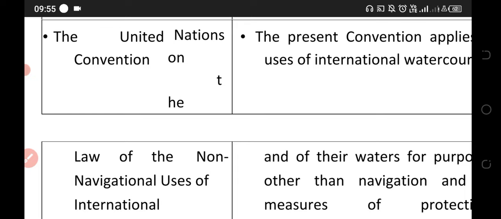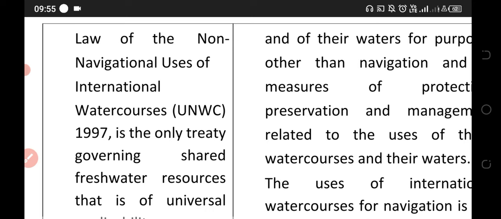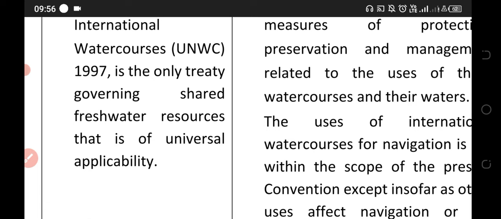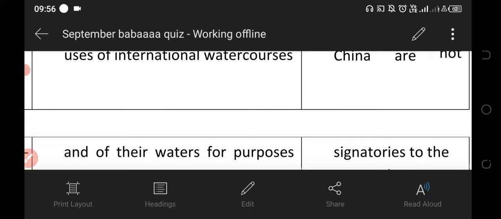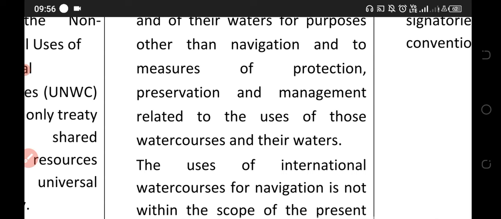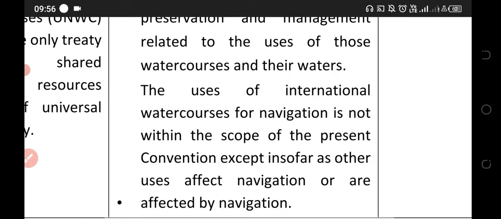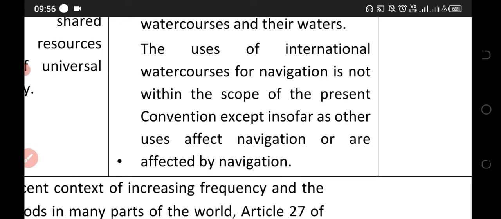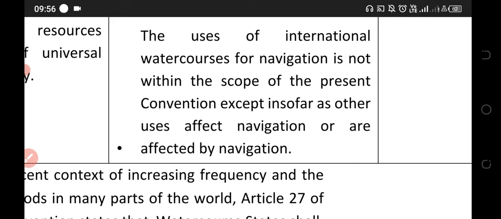The United Nations Convention on the Law of the Non-Navigational Uses of International Watercourses, UNWC, in 1997 is the only treaty governing shared freshwater resources that is of universal applicability. The present convention applies to the use of international watercourses and their waters for purposes other than navigation, and the measures of protection, preservation and management related to the use of those watercourses and their waters. The usage of international watercourses for navigation is not within the scope of the present convention, except insofar as other uses affect navigation or are affected by navigation.